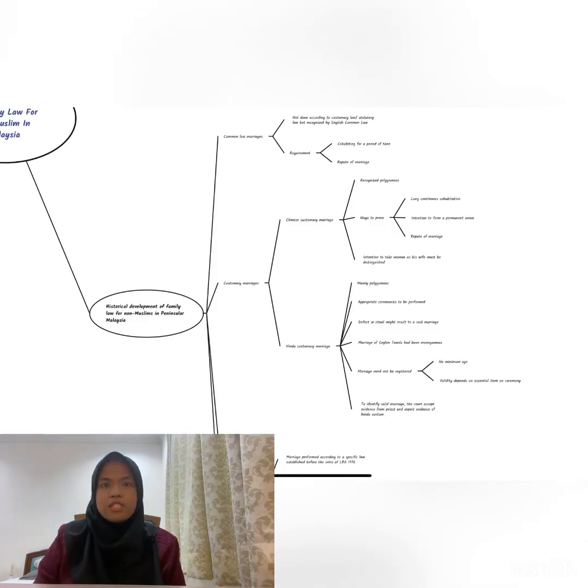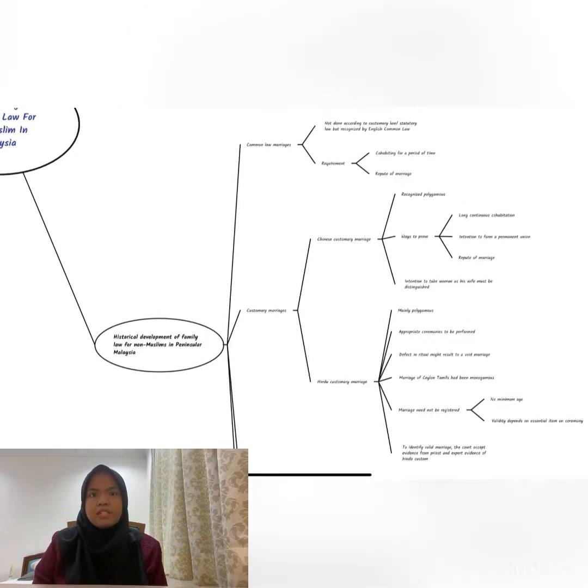Now moving on to the second main point, which is the historical development of family law for non-Muslim. This historical development is divided into 3 parts. The first part is the historical development of family law for non-Muslim in Peninsular Malaysia. There are 4 types of marriage and the first one is common law marriage. This type of marriage is not done according to customary law or statutory law but recognized by English common law.